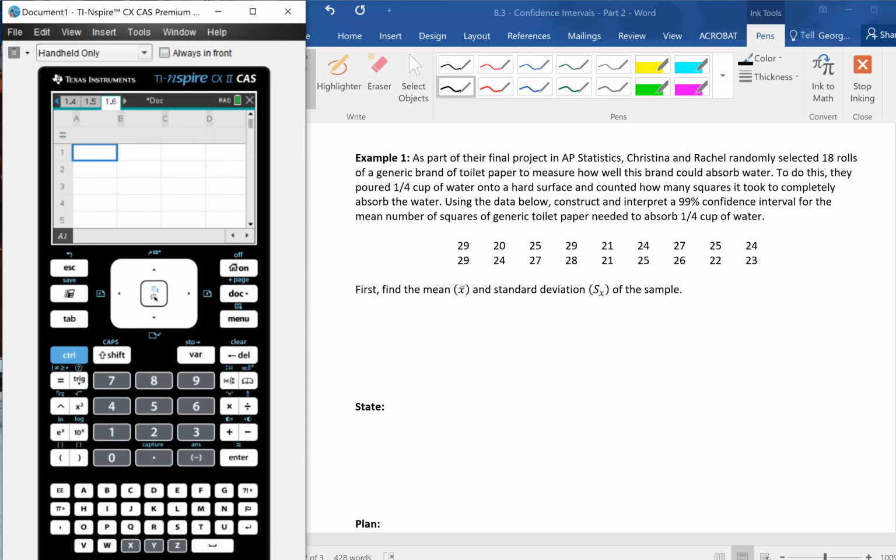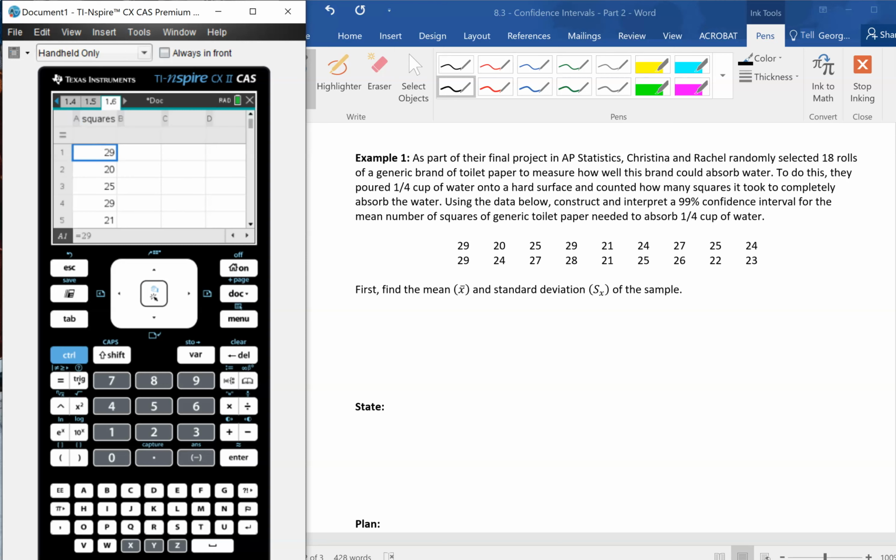Then you need to name your data. We're talking about absorbing toilet paper, and it's the number of squares of toilet paper, so I'm going to call this squares. It only lets you put in one word, so it doesn't matter what it is, just go with something so you know what it is. So we've got squares. Then I'm going to type all my data in.